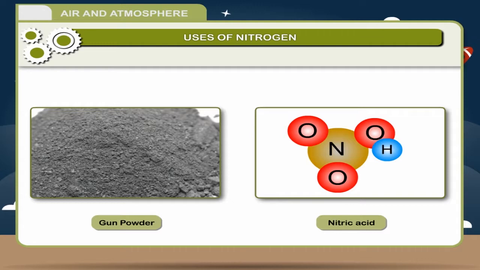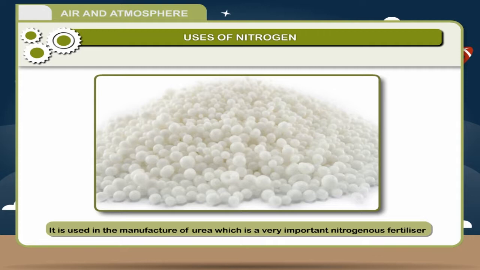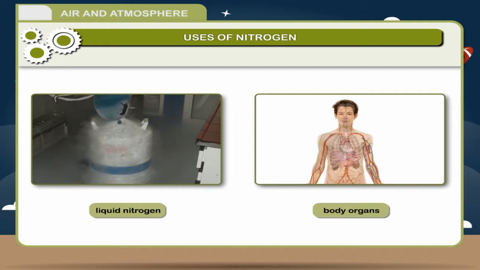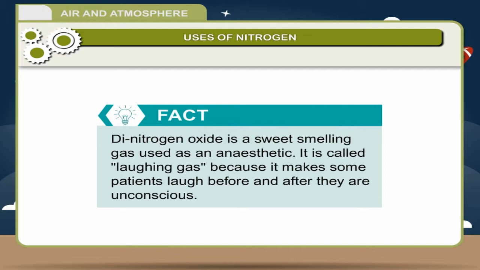It is used in the manufacture of urea, which is a very important nitrogenous fertilizer. As liquid nitrogen has a very low boiling point, it is used to preserve blood, corneas, and other donated body organs. Fact: dinitrogen oxide is a sweet-smelling gas used as an anesthetic. It is called laughing gas because it makes some patients laugh before and after they are unconscious.